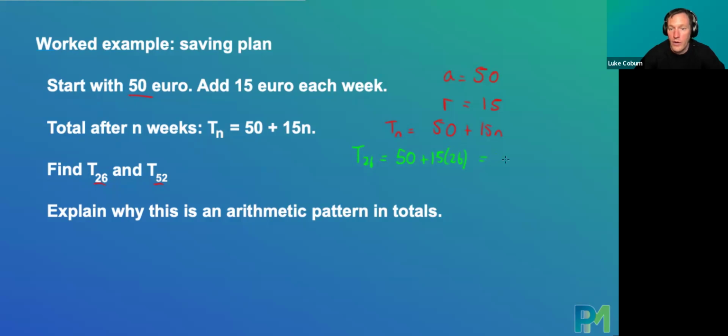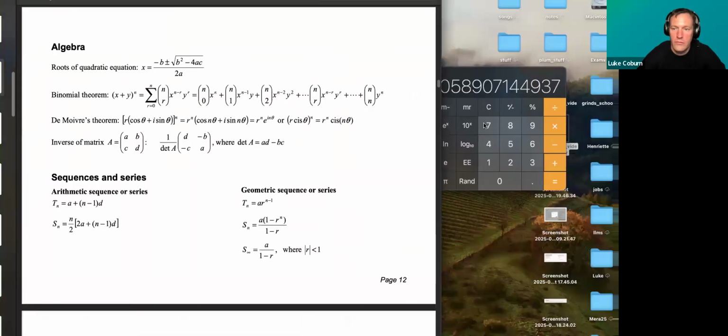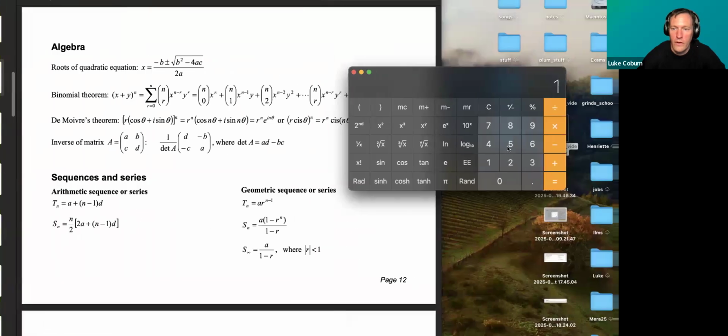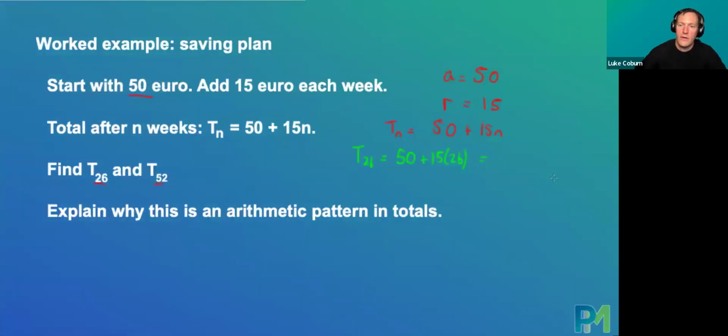Okay, and we work it out. So let me just get the calculator. What was it? 15 times 26. It's 390. So this is 50 plus 390, which is equal to 440.